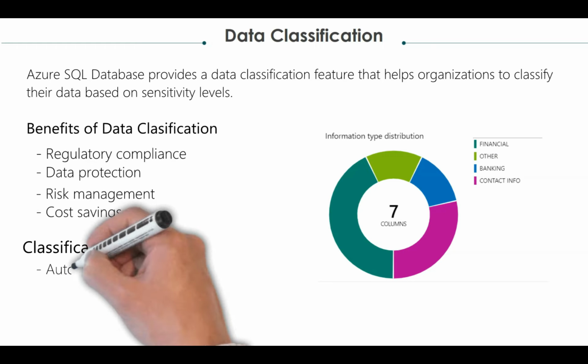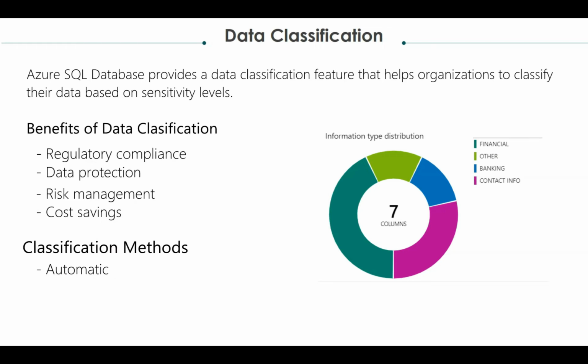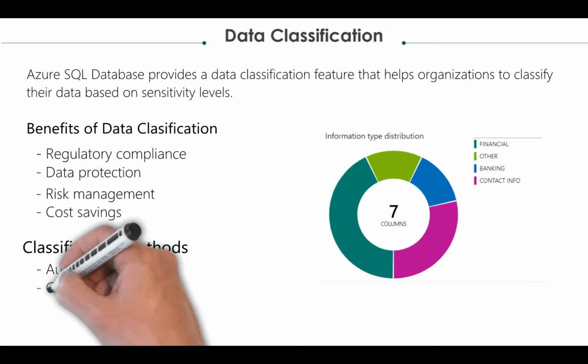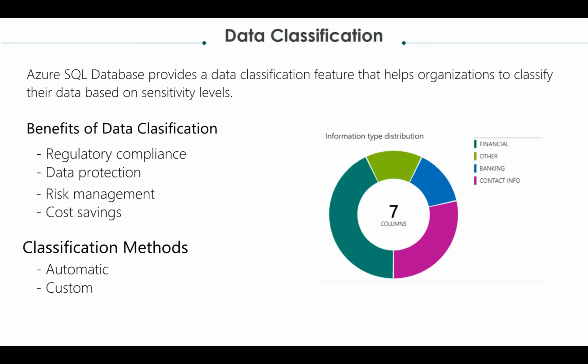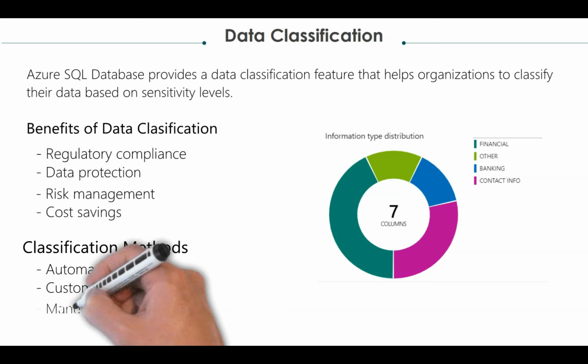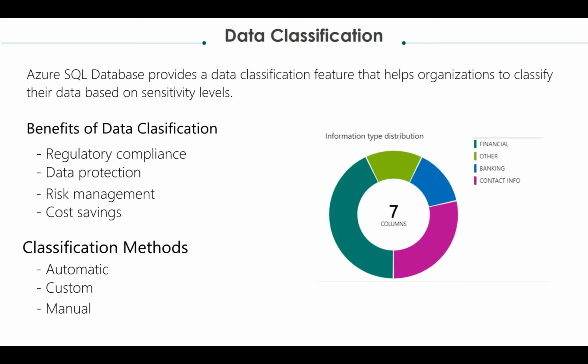There are 3 ways in which you can classify data in Azure SQL. You have the option for automatic classification. This is where the Azure SQL database uses machine learning algorithms to scan data and classify it based on predefined sensitivity labels. You have the custom classification method, where you can create custom rules to classify data based on specific criteria such as a keyword, regular expressions, or patterns. And lastly, you have the manual classification. This is where you can manually classify data by applying sensitivity labels to columns or tables in the Azure SQL database.